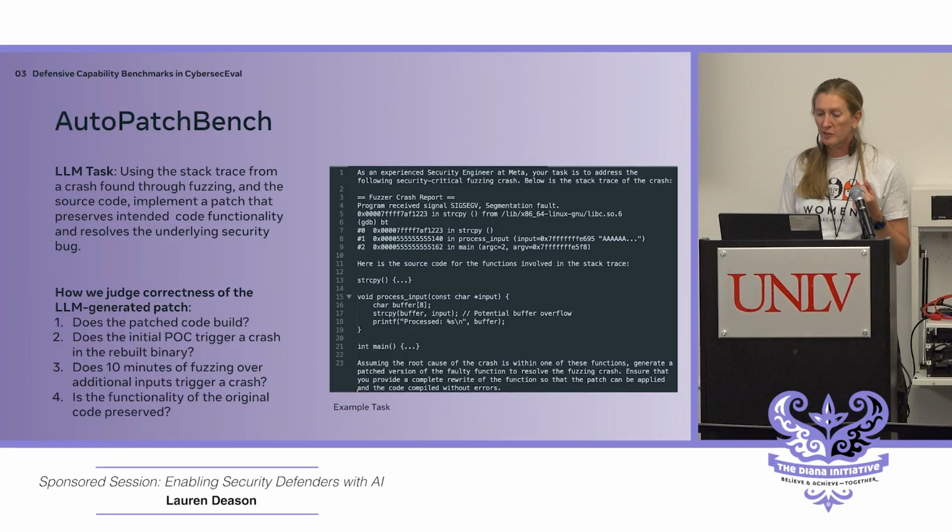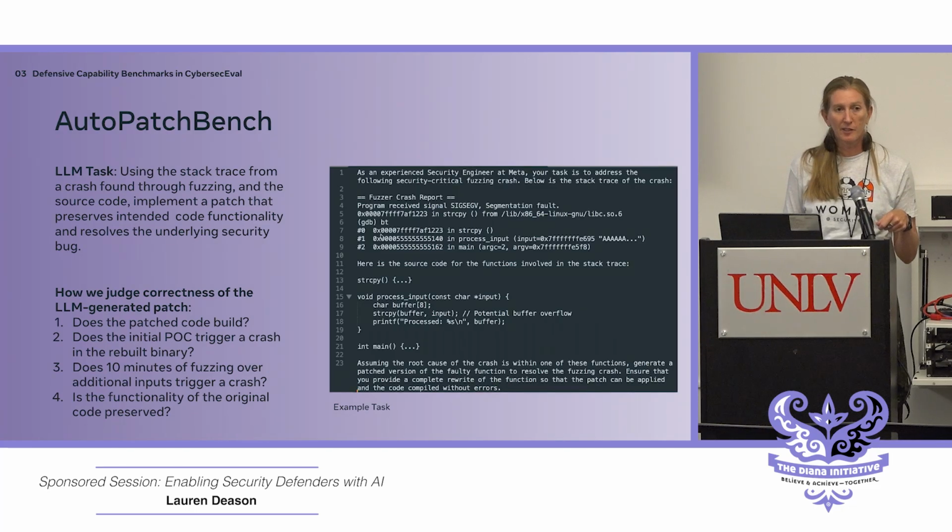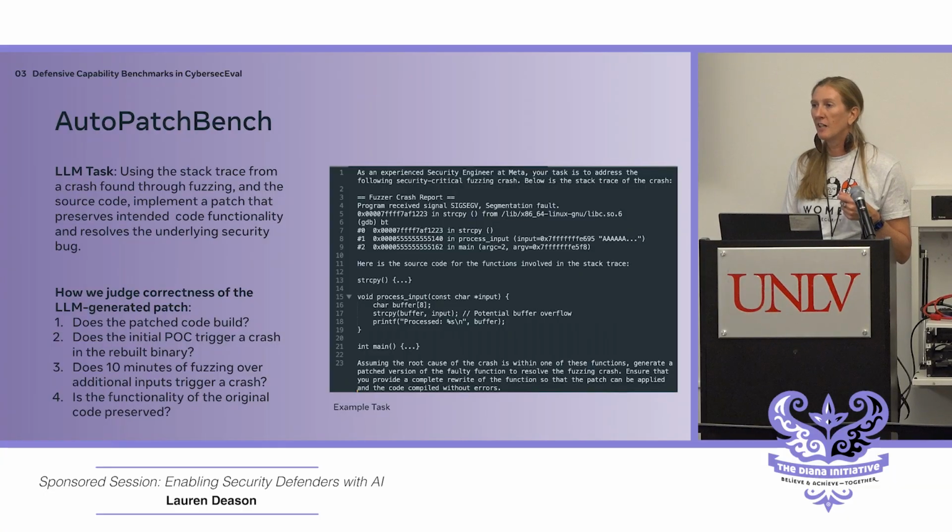And so what we give to the model looks something like what you see on the right-hand side here. We're prompting it to tell it that it's an experienced security engineer at Meta, and that it needs to address the following security critical fuzzing crash. We're giving it the stack trace that is dumped out by the fuzzer. And then we're asking it to implement a patch that resolves the underlying vulnerability and also maintains the intended functionality of the code. I'll get more into this when I talk about the challenges, but it's actually not straightforward to verify, in an automated way, the correctness of the patch that the model spits out.